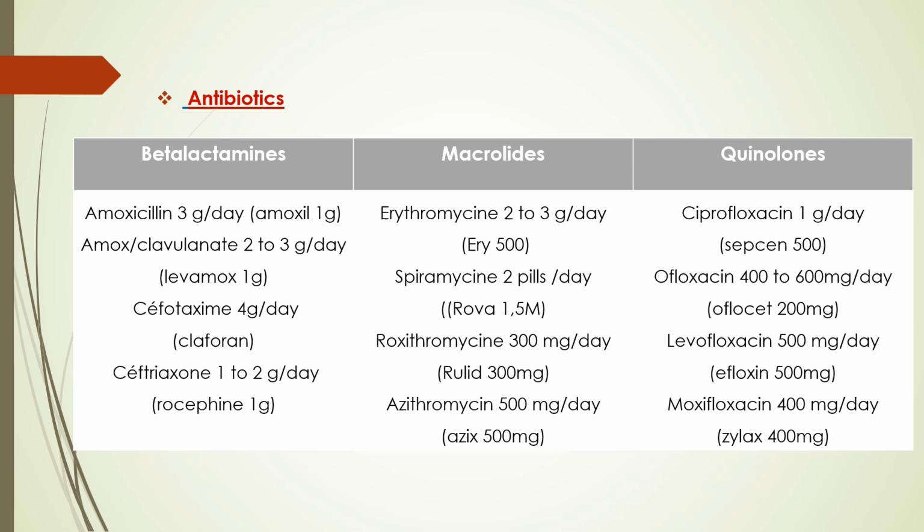For beta-lactams, we have the amoxicillin that we have to give 3 grams per day. For example, Amoxil 1 gram. Amoxicillin-clavulanate for the germs that are secreting beta-lactamase. We give 2 to 3 grams per day. For example, Levamox 1 gram. Cefotaxime 4 grams per day, Claforan. Ceftriaxone 1 to 2 grams per day.